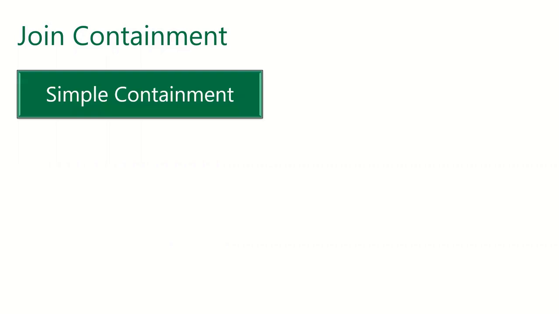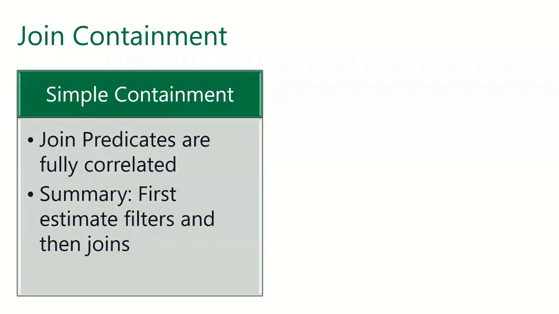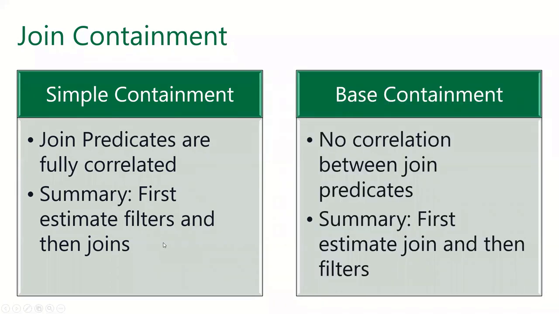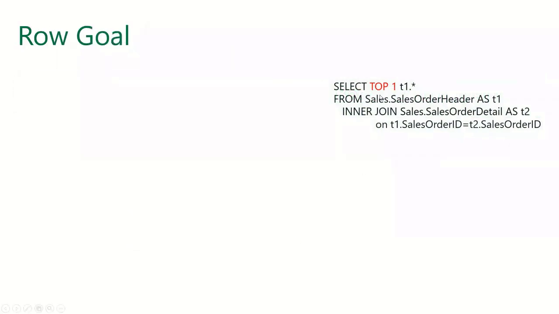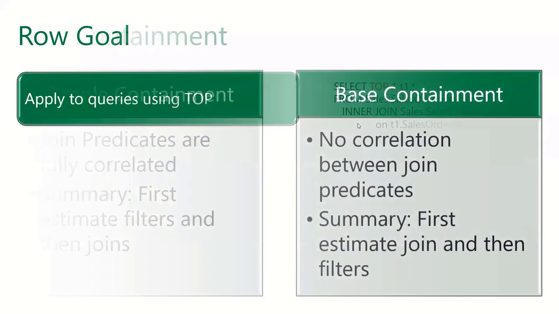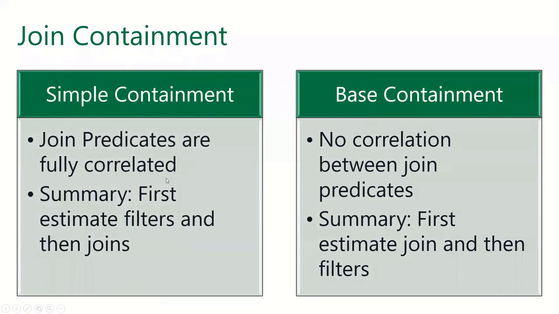The other one, join containment. What is this? There is a method called simple containment that considers that join predicates are fully correlated. In this case, first estimate the filters and after the filters estimate the joins. Or base containment, where there is no correlation between join predicates. In this case, first estimate the join and later estimate the filters. There are a lot of calculations to explain these decisions, but I'm not going into this level of detail, but we have an example here of a query with a join. I ended up not bringing a query with a join containment example, but the point is the order in which this is defined. Also, the CE feedback can change this order.